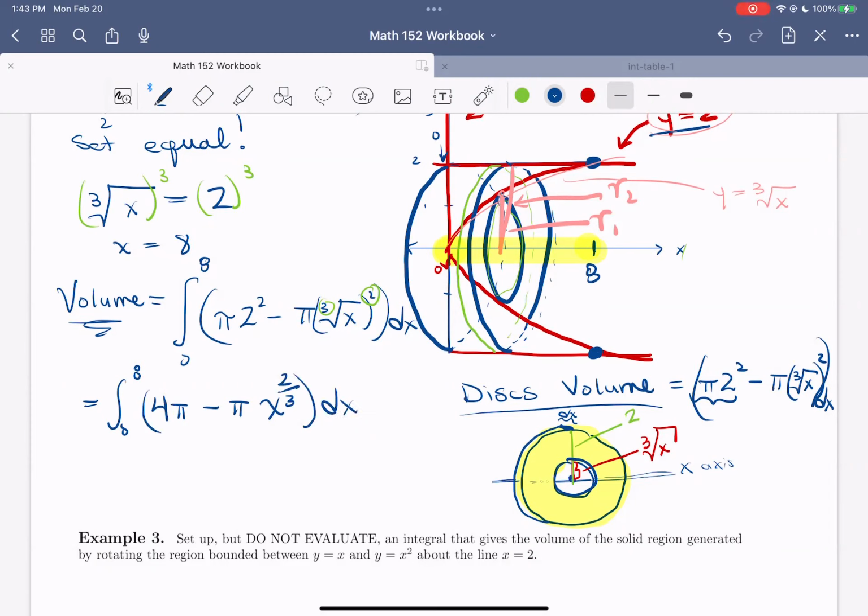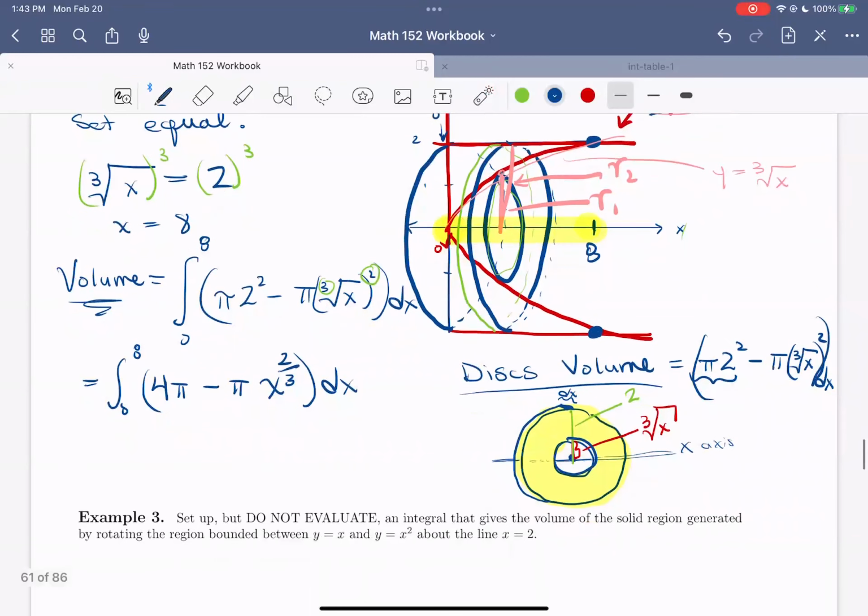All right, so now this integral should look fairly doable for us. We just have a constant here and an x with an exponent here. So the antiderivative becomes 4 pi x minus pi, that constant I can just bring out, x to the power of 5/3. And that is, I'm adding 1 to my exponent. So 2/3 plus 1, that's adding 3 over 3, which is 5/3.